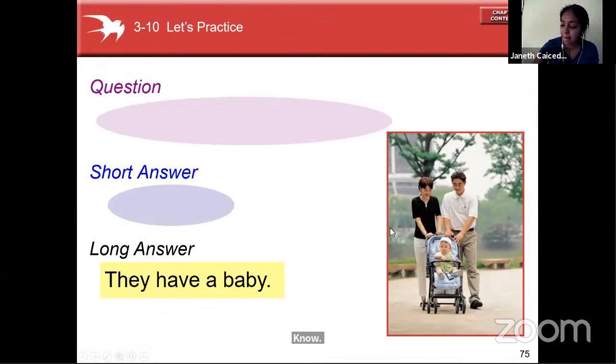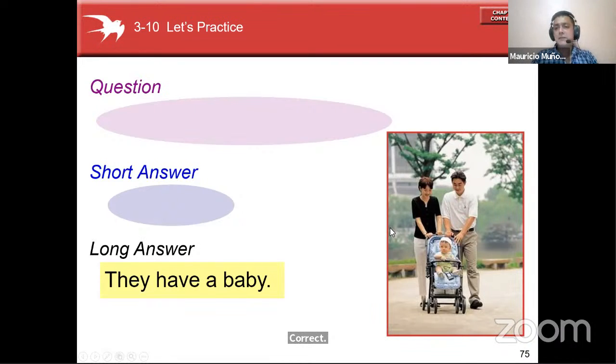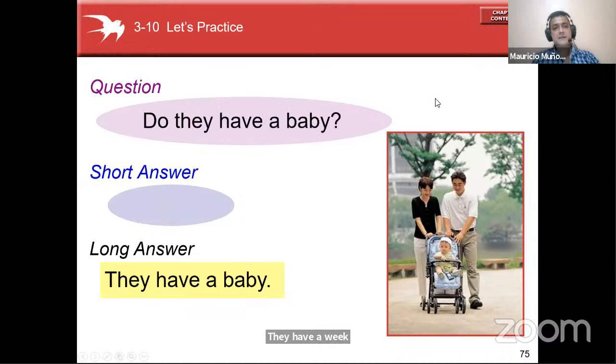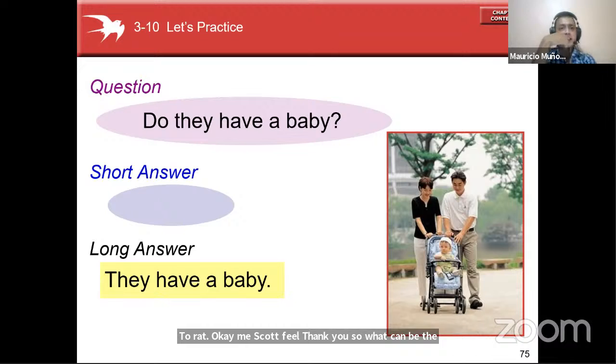Ok, sigamos al siguiente ejercicio. Como observamos, tenemos una imagen, mother, father, and a child. So the long answer is, they have a baby. Ellos tienen un niño. ¿Cuál sería la pregunta? Do they have a baby? Okay, let's see it. Correct. Okay, Miss Carpio, thank you. So what can be the answer? The short answer. La respuesta corta.